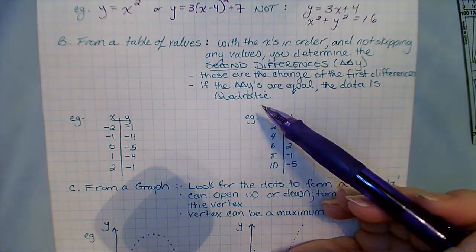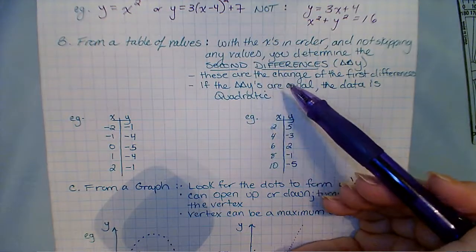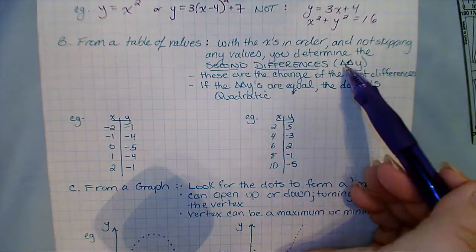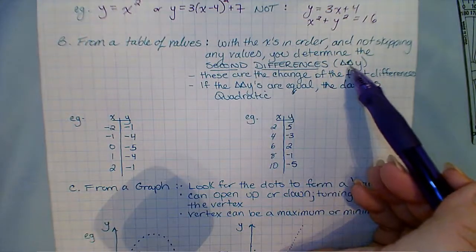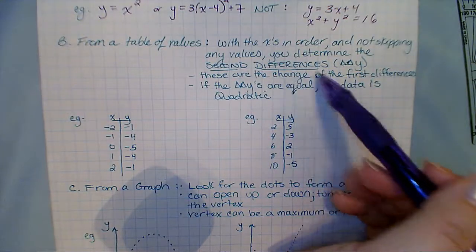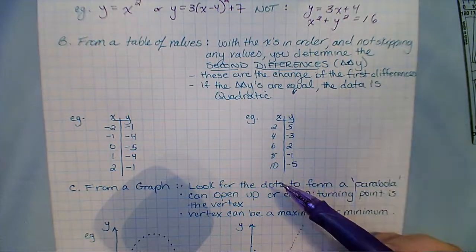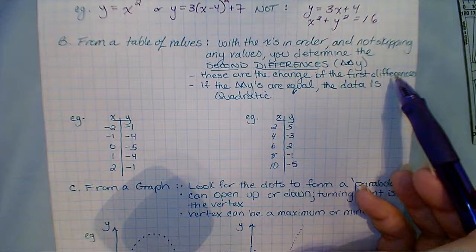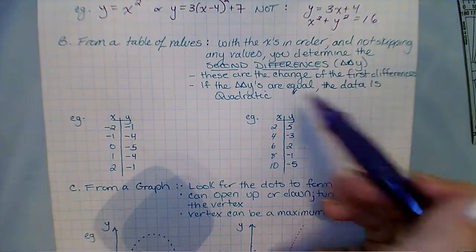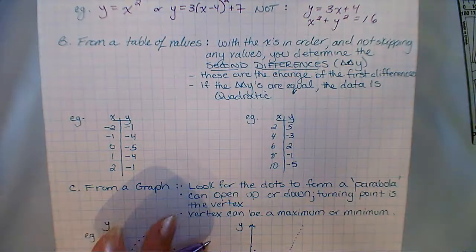So for lines, you did first differences. Now to test whether something's quadratic, if the first differences don't match, you do an extra column, and it's called second differences. The short form is delta y, so change in y's. These are your differences of your first differences. So you subtract your first differences from each other. You have to do the first differences first, and then you do another column of your second differences. And if they are equal to each other, the data is quadratic. So let's try these two.